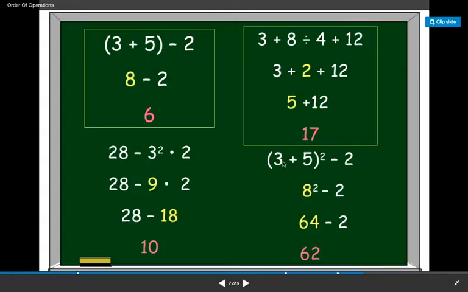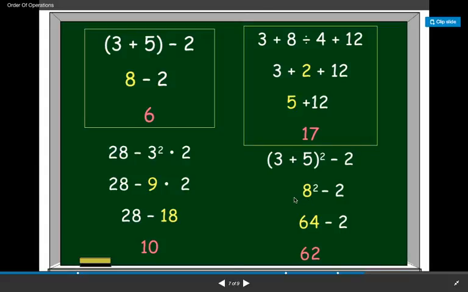Over here, we have 3 plus 5 in parentheses squared minus 2. We're going to solve our parentheses first. 3 plus 5 is 8. We're left with 8 squared minus 2.